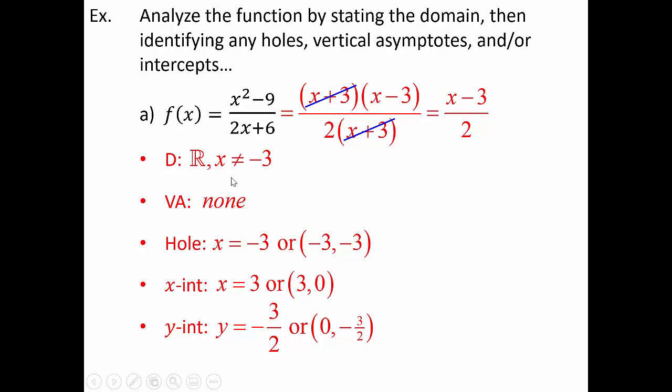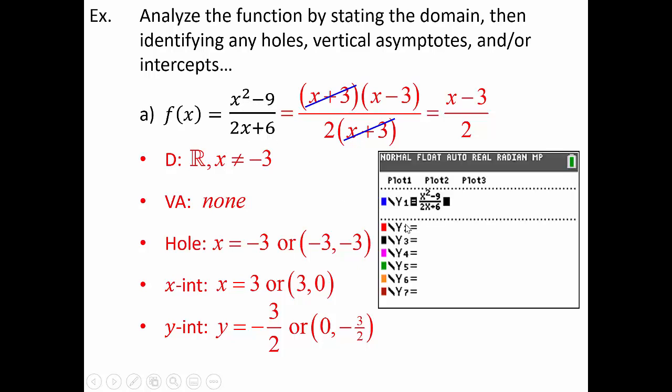Something you could also do to check your answer is pull out your calculator and graph it. Feel free to take a moment right now. Pause the video, play when you're ready. Grab your calculator, type in x squared minus 9 over 2x plus 6. Make sure if you're not using the fraction key, then you need parentheses around the entire numerator and the entire denominator. So that would be parenthesis x squared minus 9, close parenthesis, divide, open parenthesis, 2x plus 6, close parenthesis, or just use the fraction feature as long as you have an updated calculator.